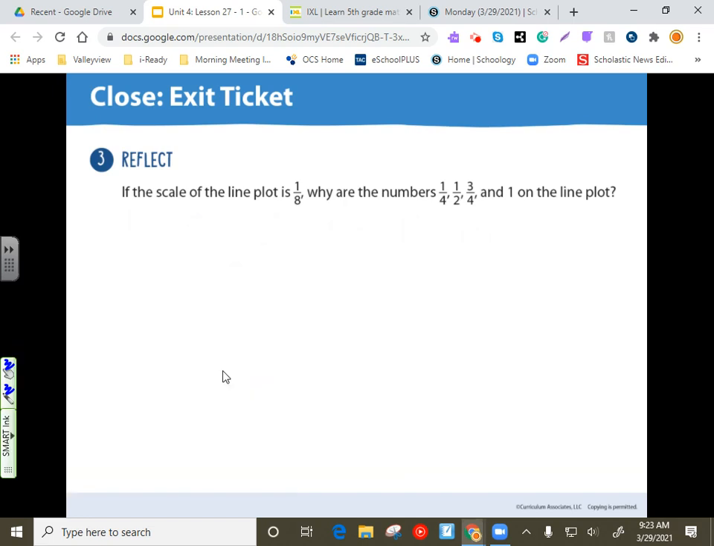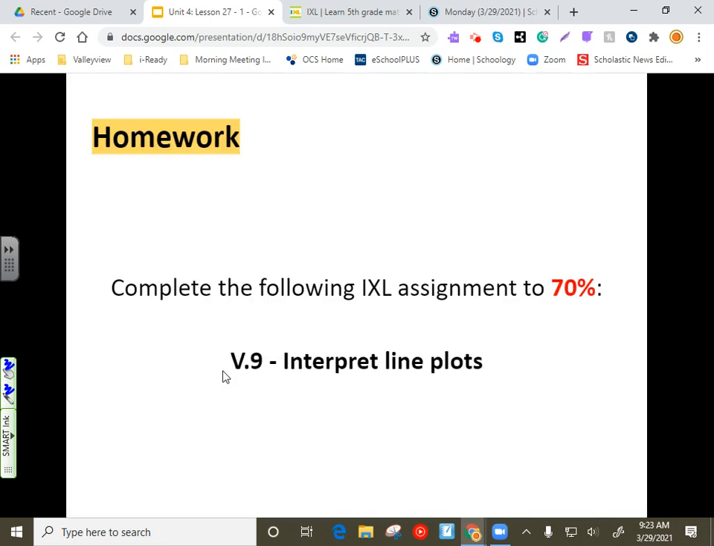All right, so let's have some practice with your line plots with IXL. It's going to be V9 called Interpret Line Plots. And as usual, just go up to 70%. And contact me if you have any problems, and I'll be glad to help you.